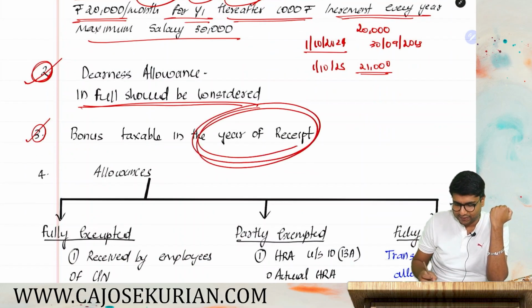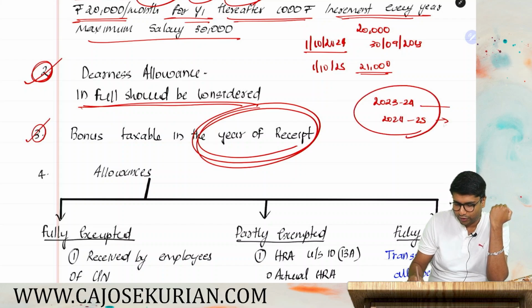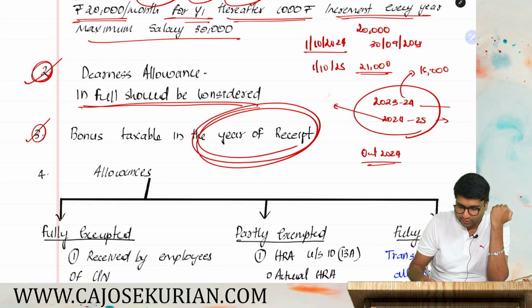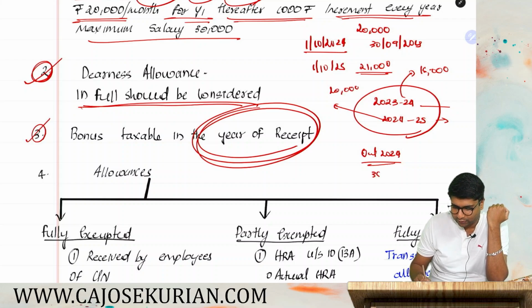So friends, please listen. Say in a question, they are saying 23-24's bonus and 2024-25's bonus, 2 years' bonus you have received in October 2024. They're saying, say 23-24 bonus is 15,000 and 24-25's bonus is say 20,000. So both this 20 plus 15, that will be 35,000, will be taxable in the year 24-25.